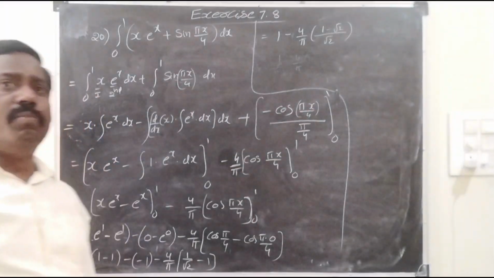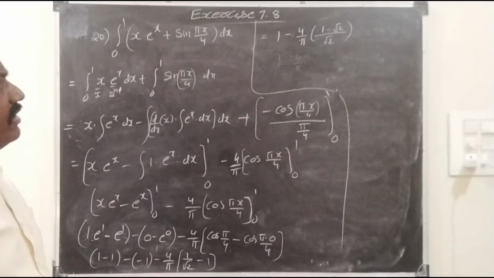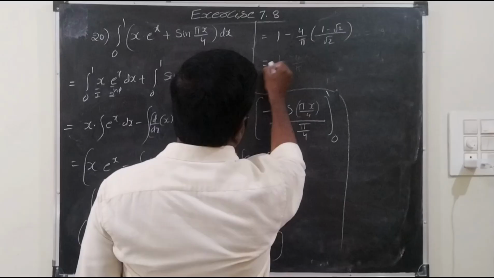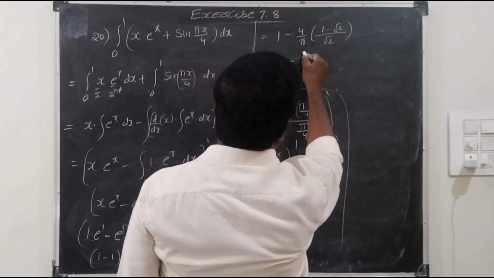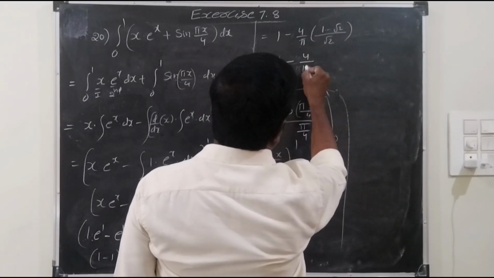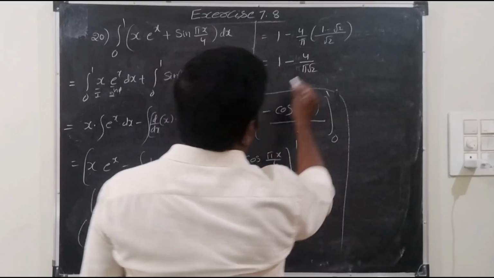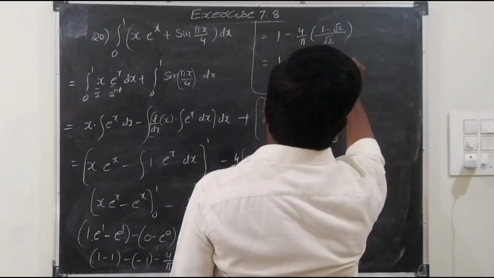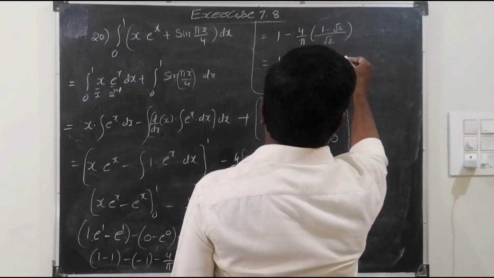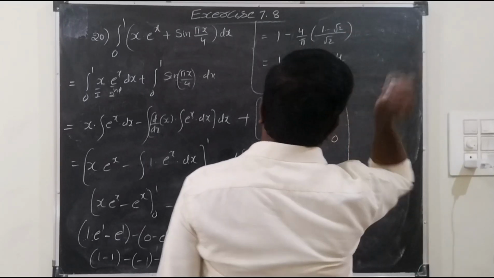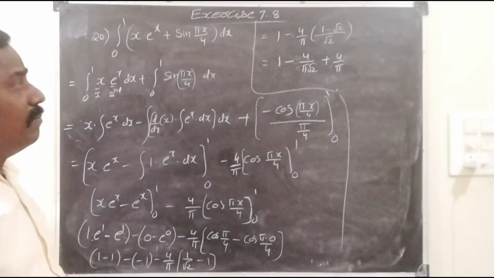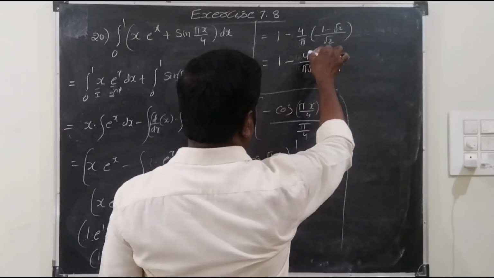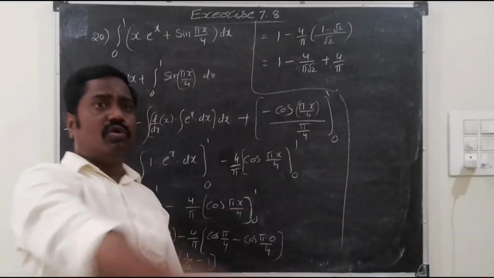1 minus 4 by pi, minus. Otherwise, one thing we can do: this 4 by pi we can split for both the terms. 1 minus 4 by pi into 1, 4 by pi into root 2, minus of minus, plus 4 by pi, root 2 cancel one time. That's all. 1 minus 4 by pi root 2 plus 4 by pi. Otherwise, here 4 we can write 2 into 2, and root 2 we can cancel.